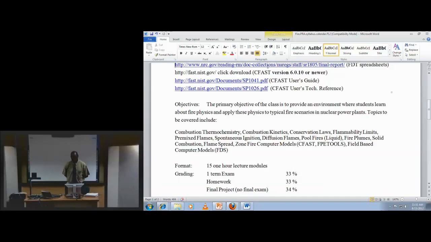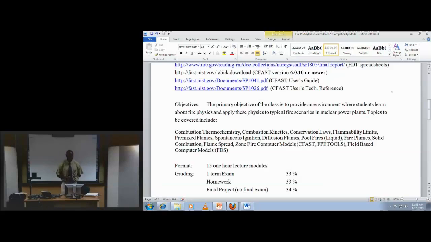So topically, we'll look at combustion thermochemistry. What are the fundamental combustion issues that drive fire? And the thermochemistry is this mixture of thermodynamics and chemistry. And so this is, again, static in the sense that we're looking at equilibrium issues, things that don't necessarily depend on rates. Then we'll look at combustion kinetics.